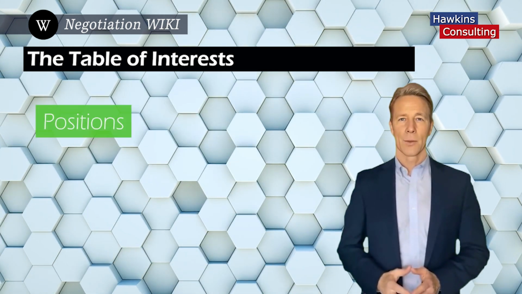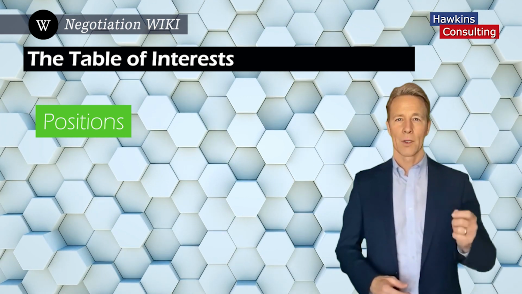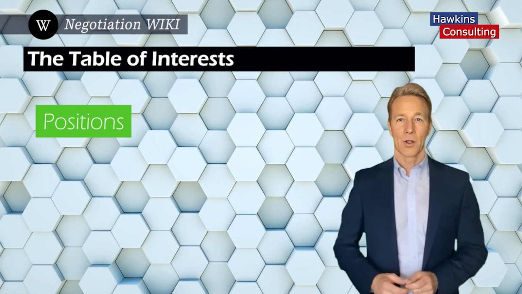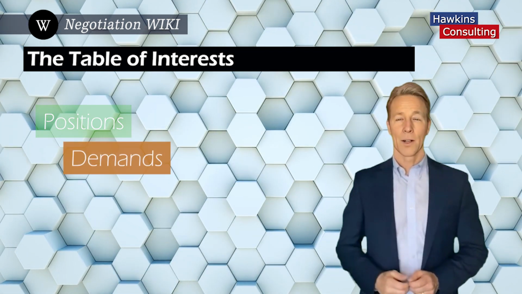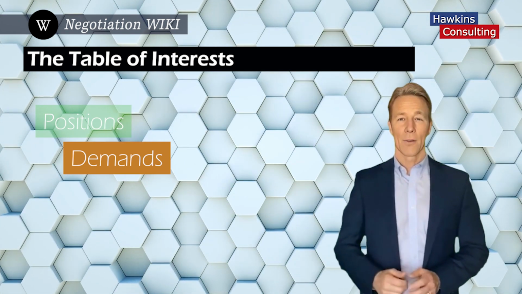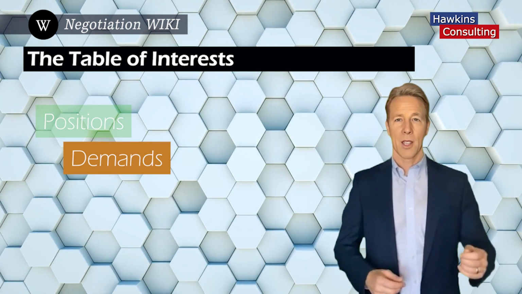A position is an explicit statement that someone makes concerning a topic or issue. It is what someone wants or does not want. Positions are often rigid and non-negotiable because they are based on firm beliefs or principles. A demand is a concrete and specific request someone makes in a negotiation. Demands are usually negotiable, and the terms can be discussed to reach an agreement.